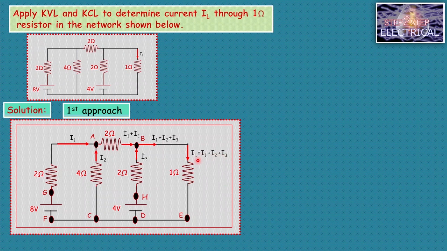The required current, that is IL, is I1 plus I2 plus I3. We have to assume another direction for the movement when writing KVL. Here there are 3 loops, loop 1, loop 2 and loop 3, and we will easily find this unknown current IL. So let's see the next approach.